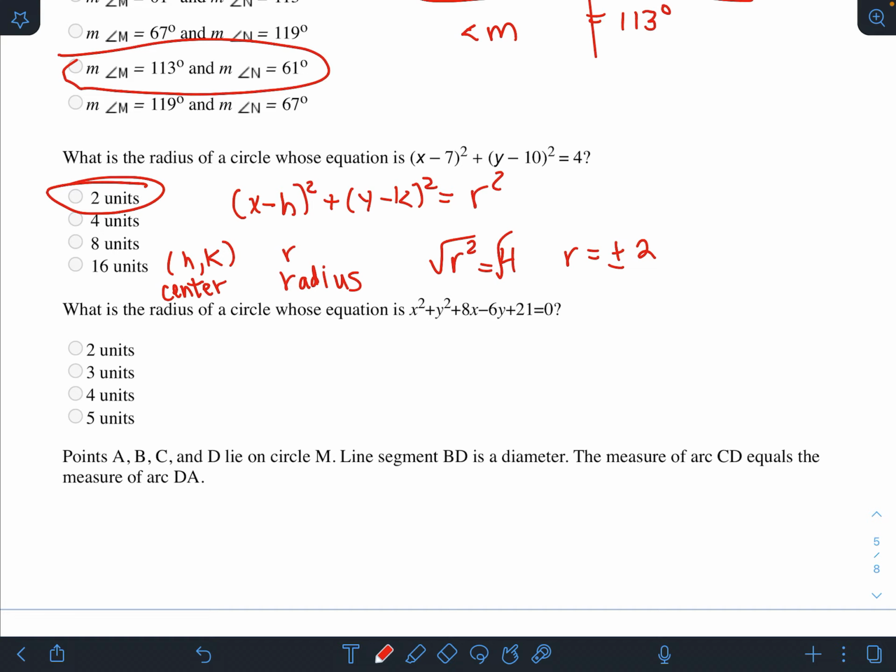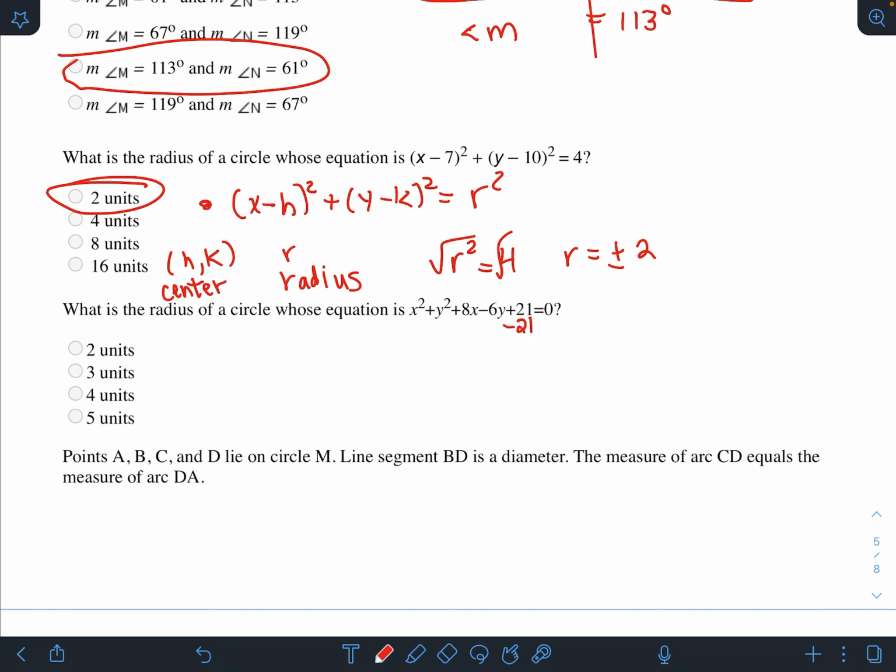Okay, now from here, it says, what is the radius of a circle whose equation is x squared plus y squared plus 8x minus 6y plus 21 equals 0. So what you'll need to do here is use a process called completing the square. I have this general form equation that I want to look like x minus h squared plus y minus k squared equals r squared. So first thing I'm going to do is move the constant to the other side. And I'm going to group together my x terms and my y terms.